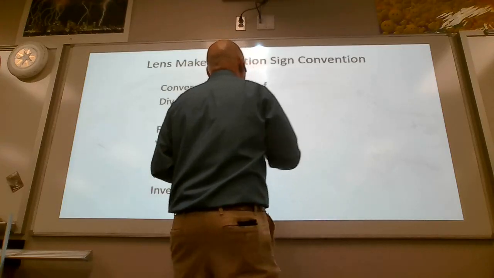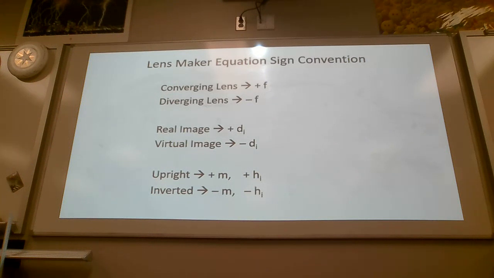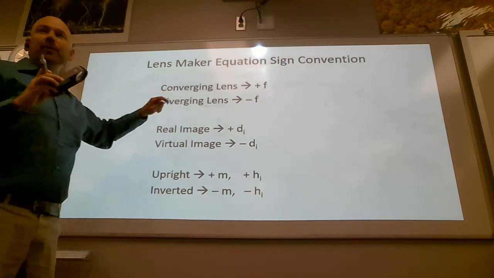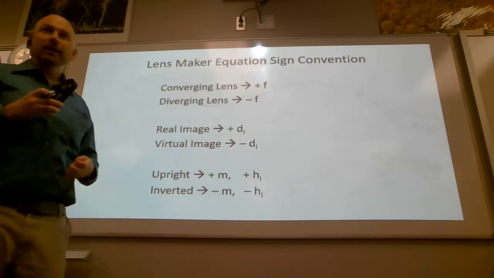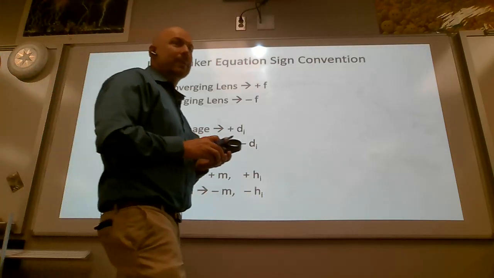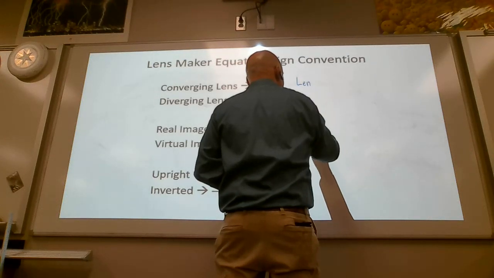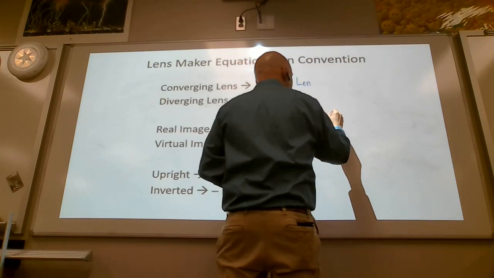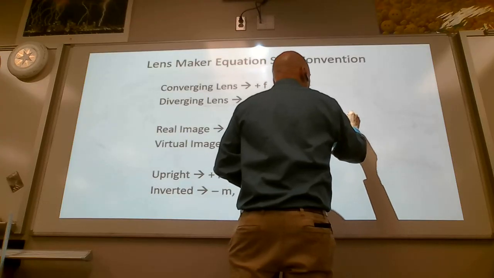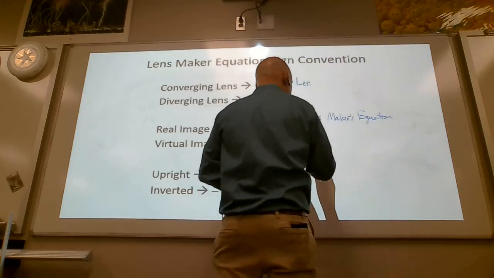Now, look at the stickers on your lenses. Everybody should have a positive one. That's a convergent lens. If you have a divergent lens, that's going to be a negative focal length. Okay? There's a sign convention with these lenses. This is the lens maker equation.